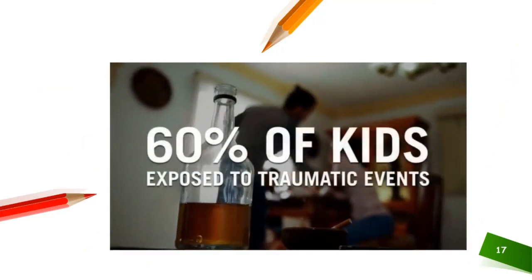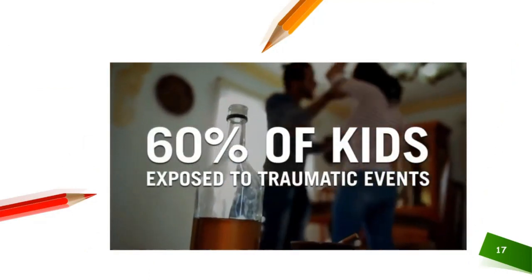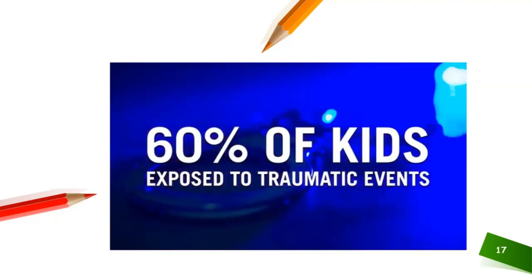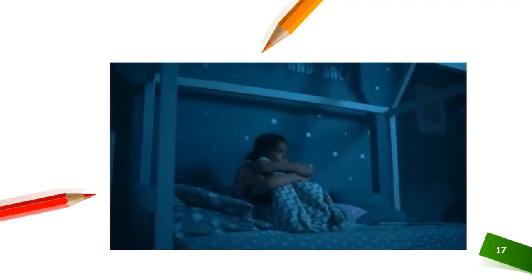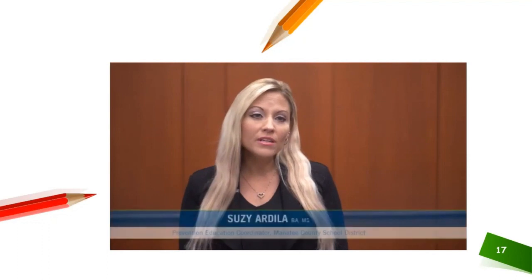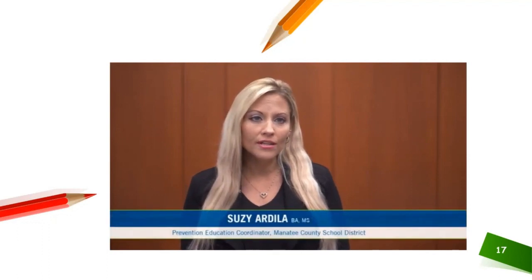It's shocking but true. 60% of American children are exposed to potentially traumatic events like violence, drug use, or crime. These experiences can have devastating, long-lasting effects on kids. Trauma can have a negative impact on a child as well as the child's family. It impedes their ability to learn and to be successful in the classroom.